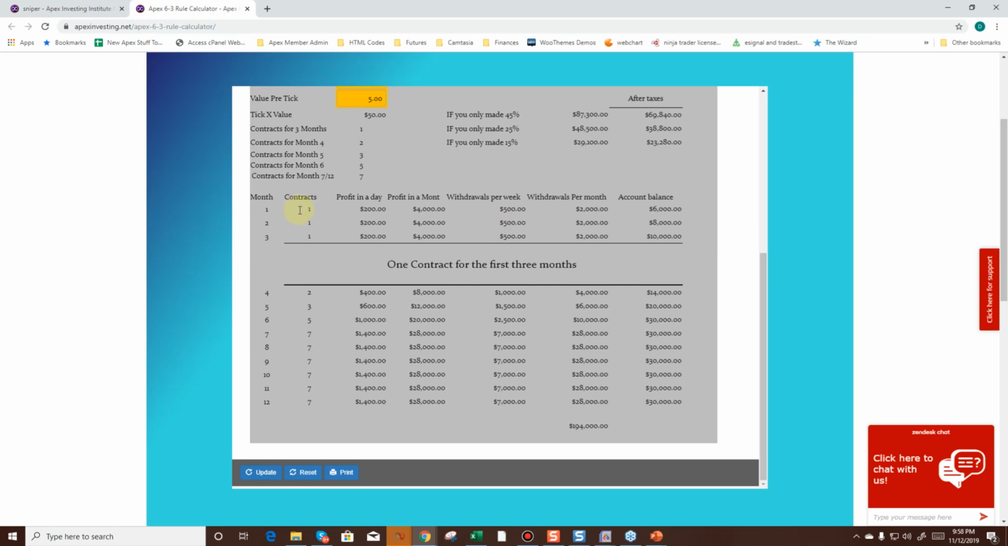So it tells you one contract for the first 3 months. Your account balance and taking out half your profits on a weekly thing. Okay, that means you're taking out $2,000 per month, and you go from account balance of 4 to 6,000, 8,000 to 10,000. This is just making $50 3 times a day. Okay, then it tells you starting in month 4, you can go to 2 contracts, and now you're taking out $4,000, and then the next month, your total that you've taken out is 14 grand.